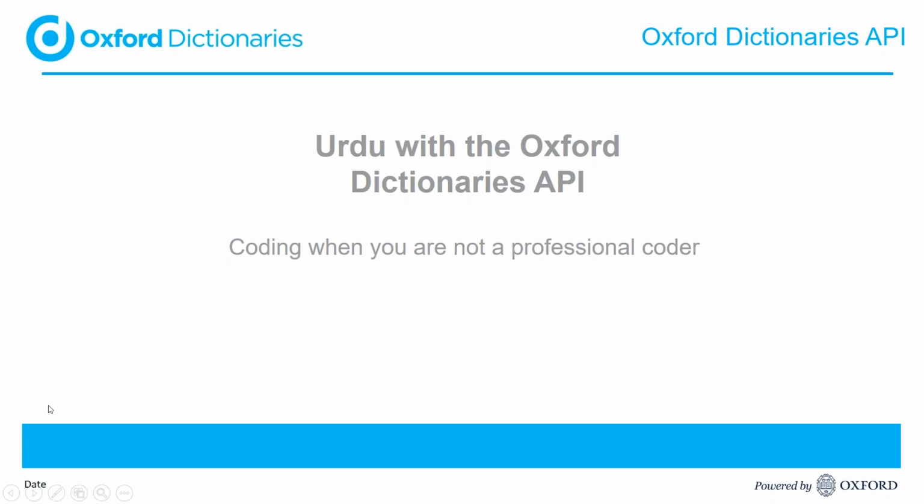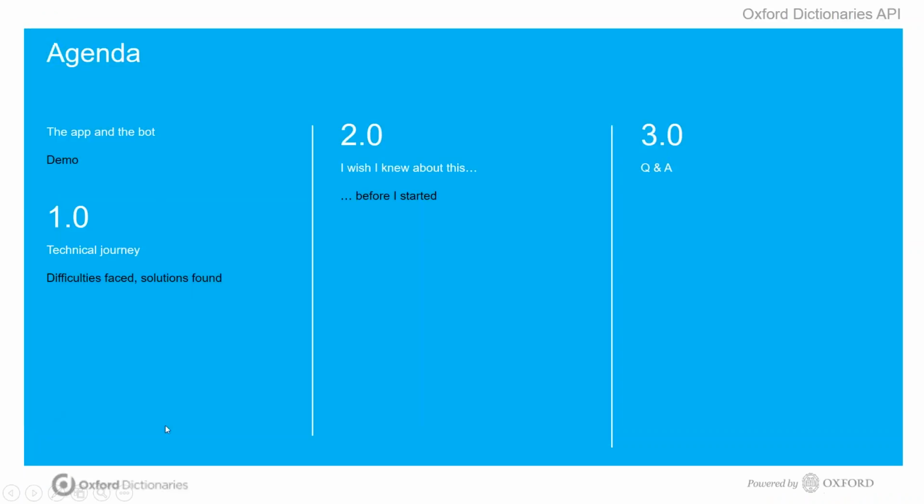This is today's agenda. I'll demo the app and the bot to you, and then I'll talk about the technical journey, the difficulties I faced while writing this app and this bot, the code for this app and bot, and the solutions or workarounds I found for them. Then I'll talk about the things that I wish I knew before I just jumped into the API and started using it. And then we'll end with a question and answer session.